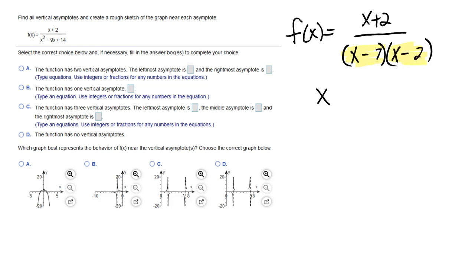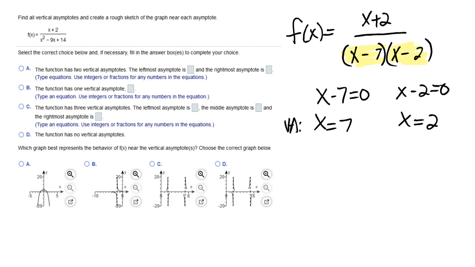You're going to find them by setting each factor equal to 0. So we're going to have a vertical asymptote at x equals 7 and another vertical asymptote at x equals 2. So we can kind of eliminate A and B because A doesn't have a vertical asymptote and B only has one vertical asymptote. So we want to narrow down our sketch to be one of these two pictures.